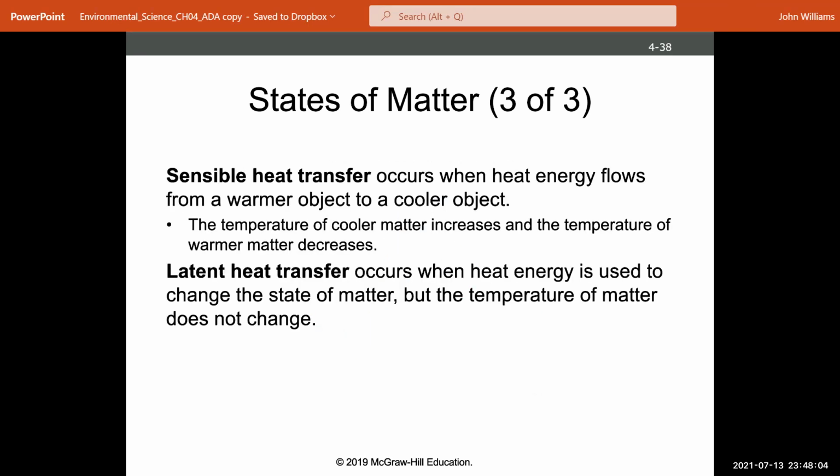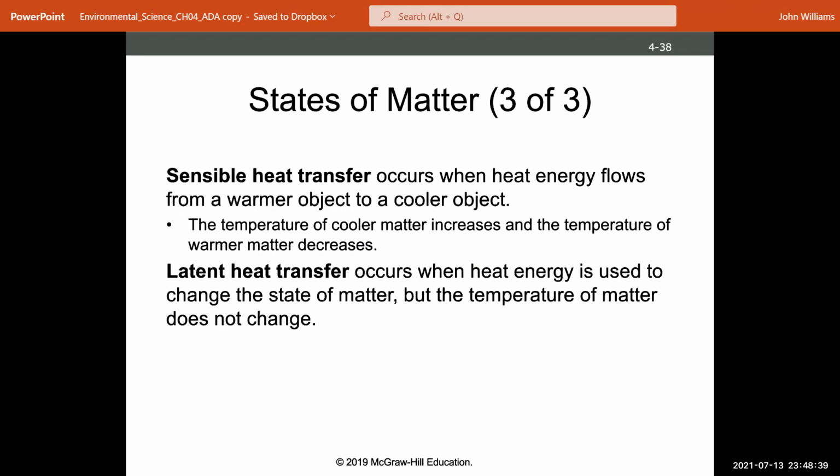Now we can have what's known as sensible heat transfer, which is when heat energy flows from a warmer object to a cooler object. So the temperature of cooler matter increases and the temperature of the warmer matter decreases. Okay, so like ice, you put ice in your drink, the ice will increase in temperature because the heat of the drink is being transferred to the ice, right? And then the drink will cool down.